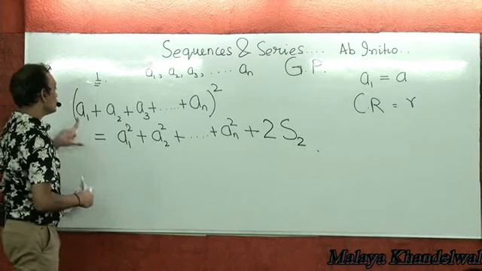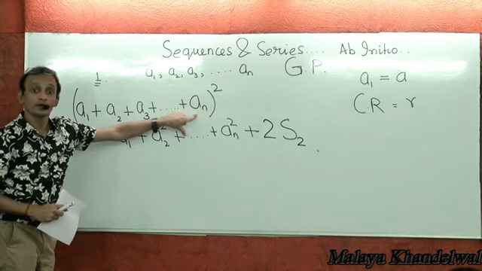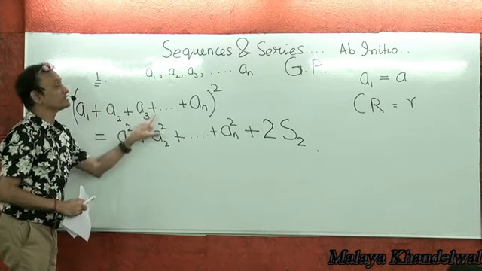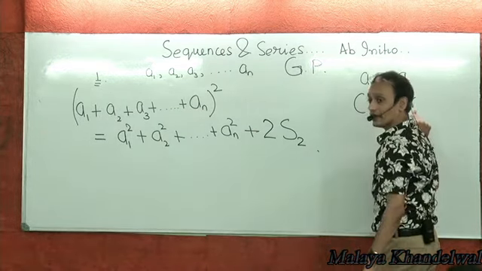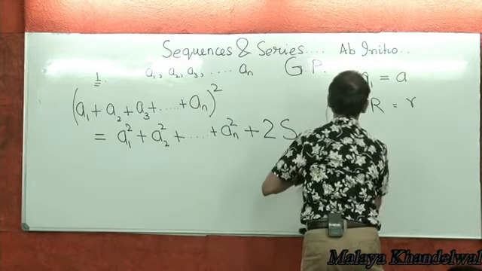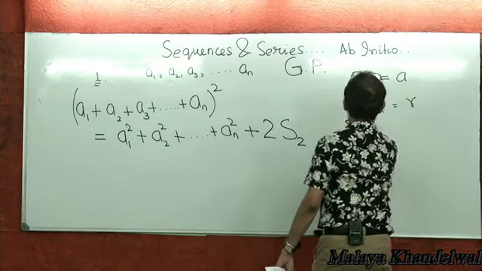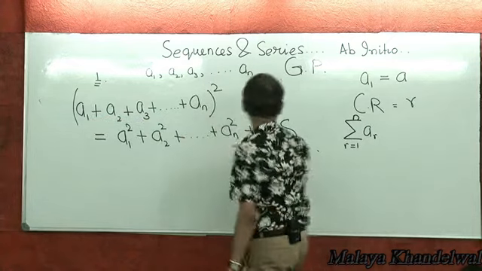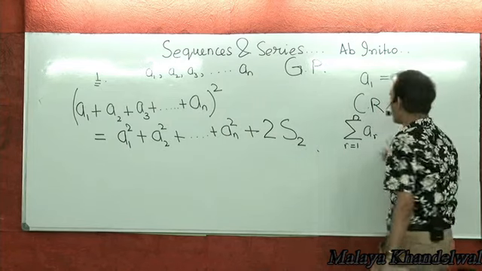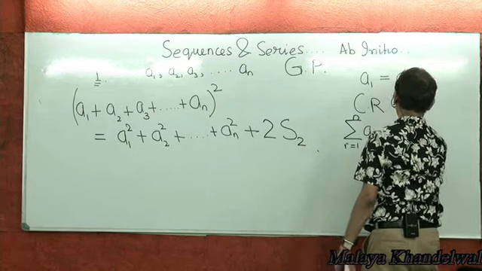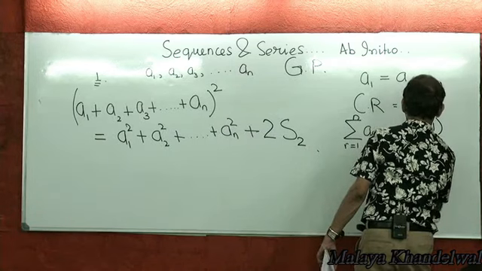Now, A1 plus A2 plus A3 plus ... plus AN is the sum of n terms of a GP series, right? We know it is the sum of n terms of the GP series whose first term is A and common ratio is R. So this is summation AR, R equal to 1 to N, which is the sum of n terms of this GP series A1 plus A2 plus A3 plus ... plus AN. In summation notation, that's what you write, right? That's going to be A into R to the power N minus 1 by R minus 1, right?